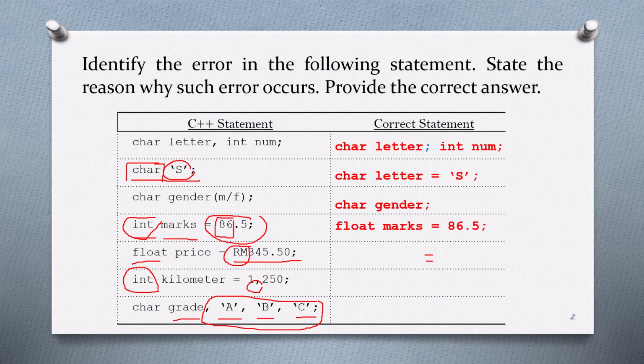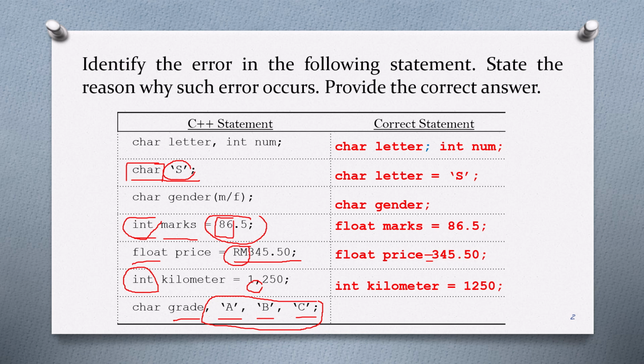So in this case you have the declaration char gender. If you want to assign M or F, then you have to follow the format like the second one. Char gender is assigned M in single quotation or F in single quotation.